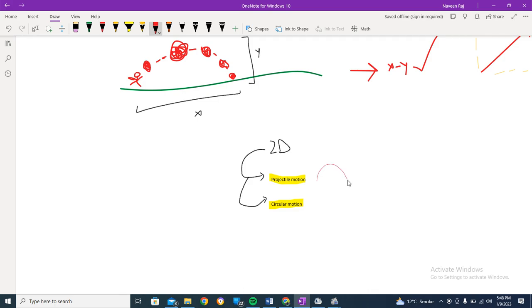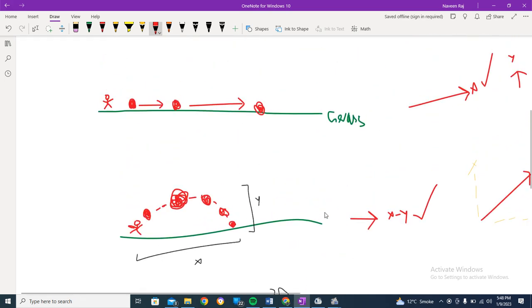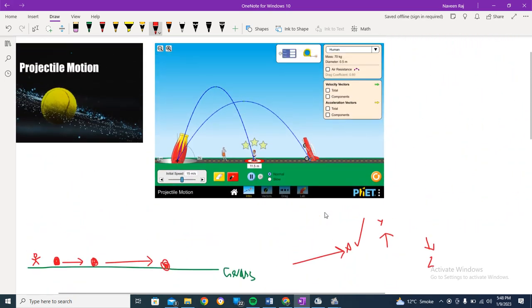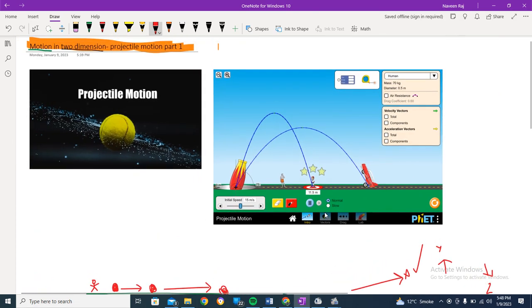The projectile motion is like this, and the circular motion is kind of like this. The distance is covered in both directions, x and y axis, and that is what we are discussing. This video has already been quite long. We'll come back in the next video to discuss projectile motion with deep concepts. In this video we have got the introduction of motion in two dimension.